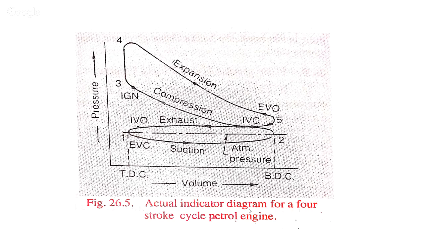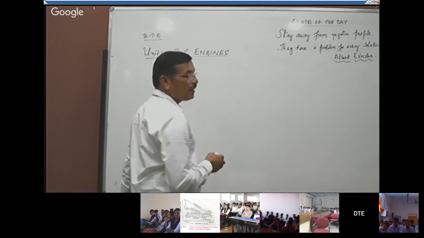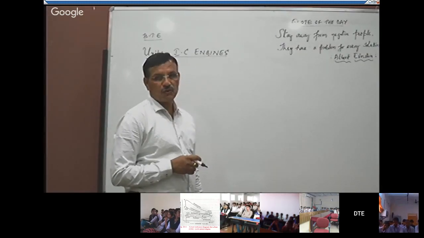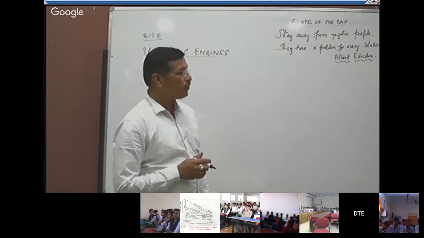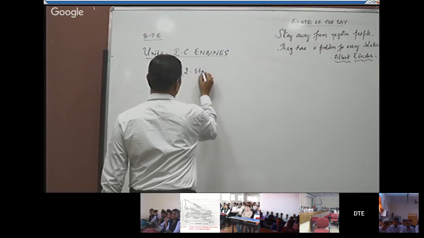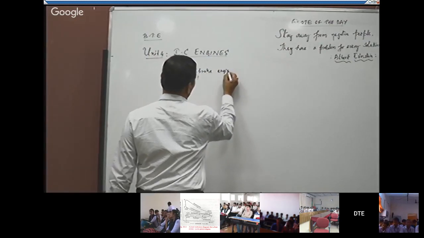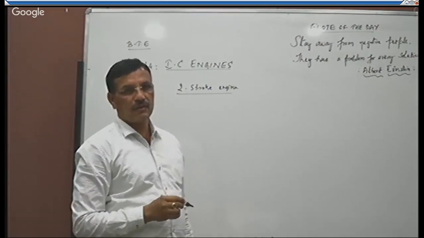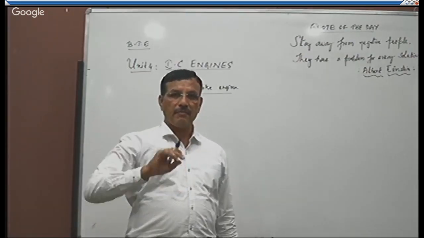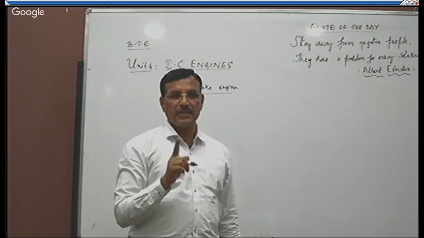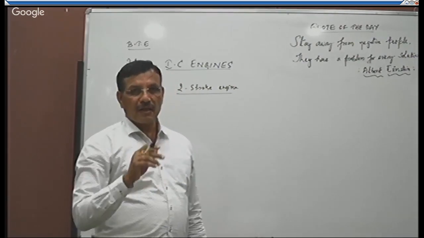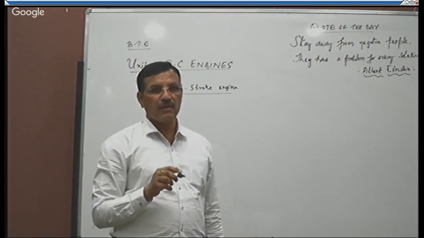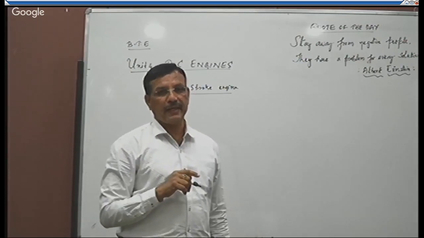Now let us understand what is a two-stroke engine and a four-stroke engine. We already defined what a stroke is. Stroke means the movement of the piston either from BDC to TDC or TDC to BDC is said to be one stroke. During one stroke of the piston, the crank revolves by half a revolution. The crank makes only half a revolution, that is 180 degrees.